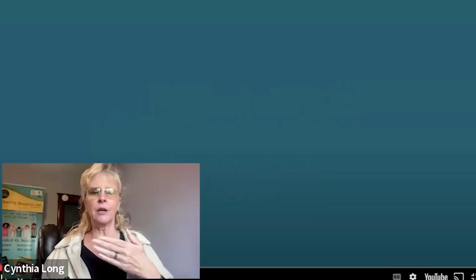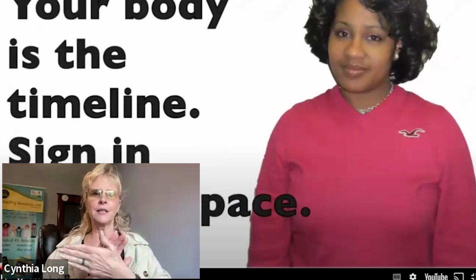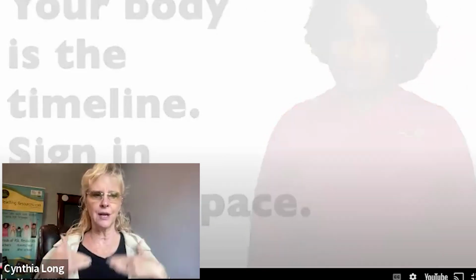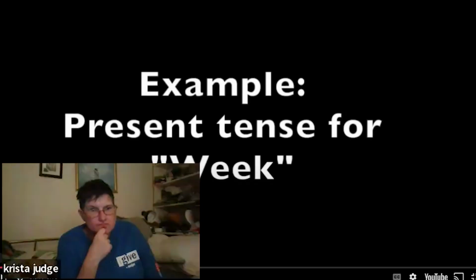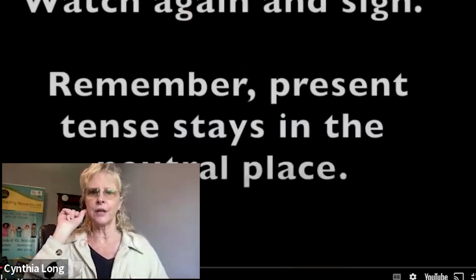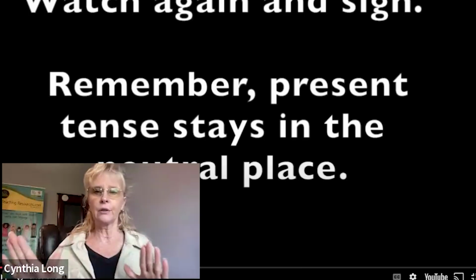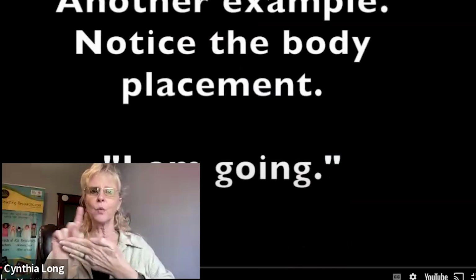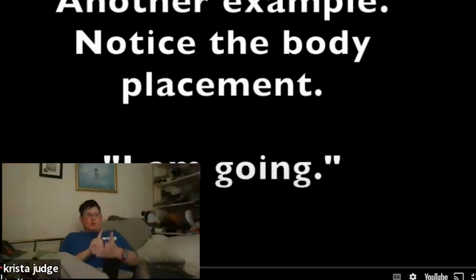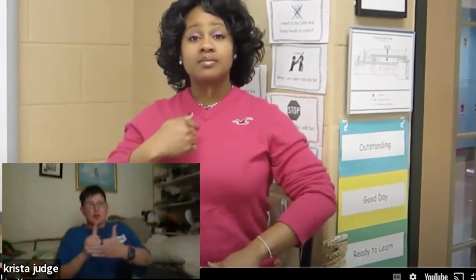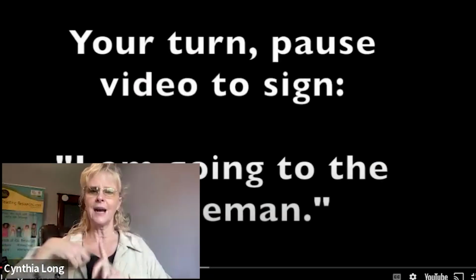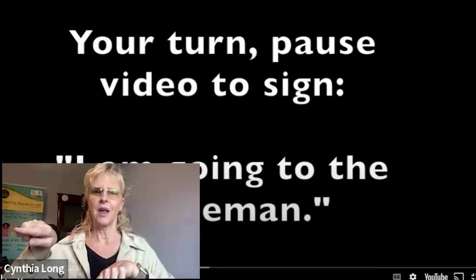Just in the calendar, notice that your body is your timeline, okay? I noticed earlier you were signing yesterday, and so you lean back. So practice this with me. This is 1 week. This stands for week, okay? And your body is straight. So me, I'm going. See, I'm going. So you're going to sign I'm going.